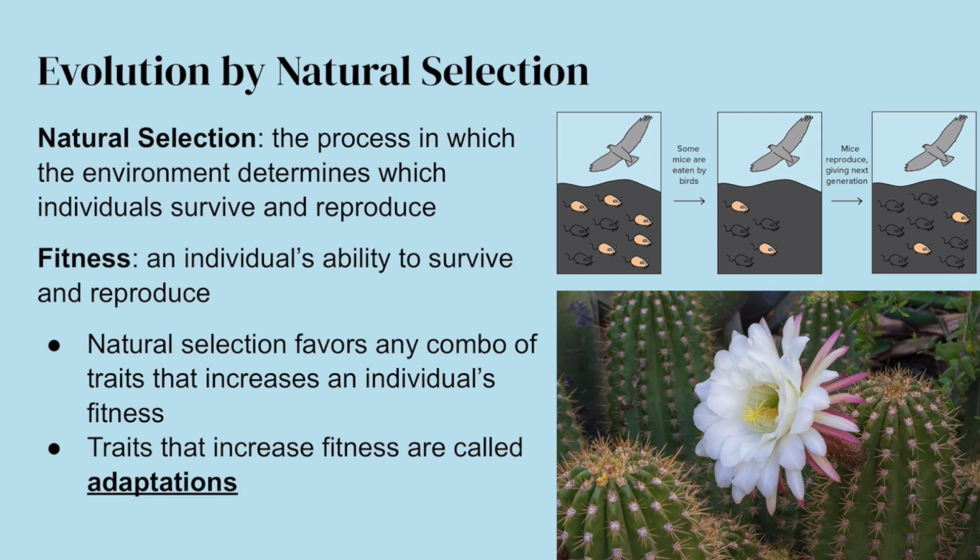Traits that increase fitness are called adaptations. So, like our cactus in the bottom, cacti are adapted for a dry desert environment because they have traits like a waxy outer layer and a low surface area to volume ratio, which both will reduce evaporation, so reducing water loss.